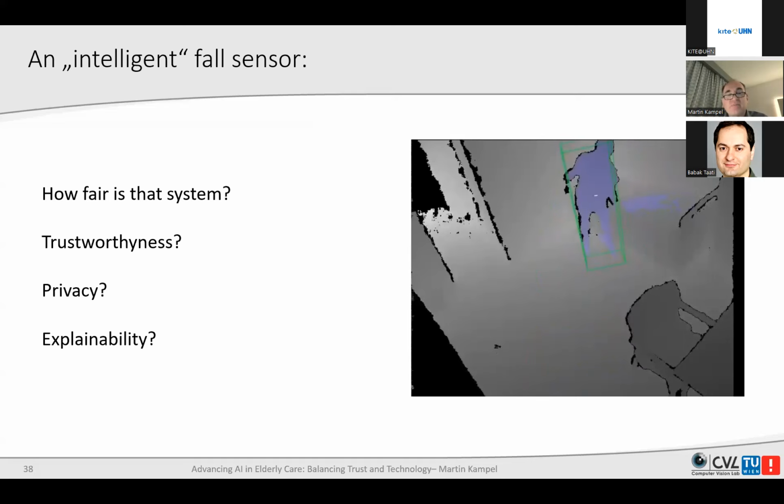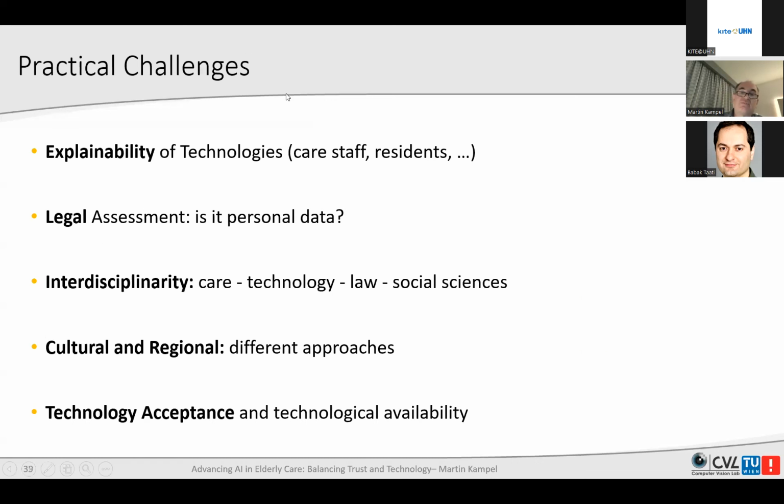Does it reflect privacy? Also, a big question is how explainable it is. Can we explain it? Do we need to explain it? Is it really interesting to know how it works? So all these questions we have to work on. I would not say that the answer is easy.